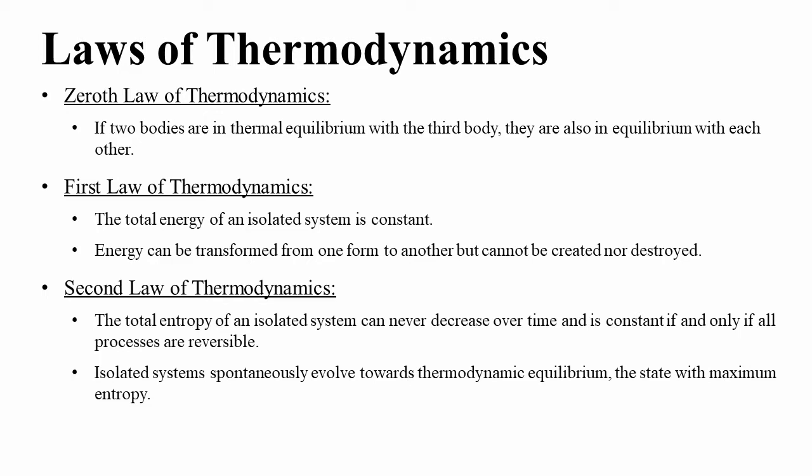The first law of thermodynamics states that the total energy of an isolated system is constant, and energy can be transformed from one form to another but cannot be created nor destroyed. The second law of thermodynamics states that the total entropy of an isolated system can never decrease over time and is constant if and only if all processes are reversible. Isolated systems spontaneously evolve towards thermodynamic equilibrium, which is the state with maximum entropy.